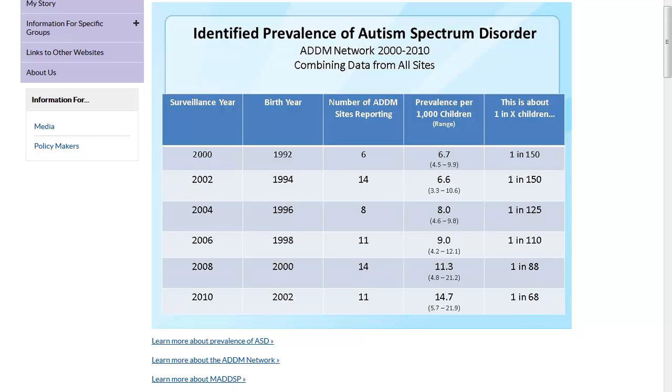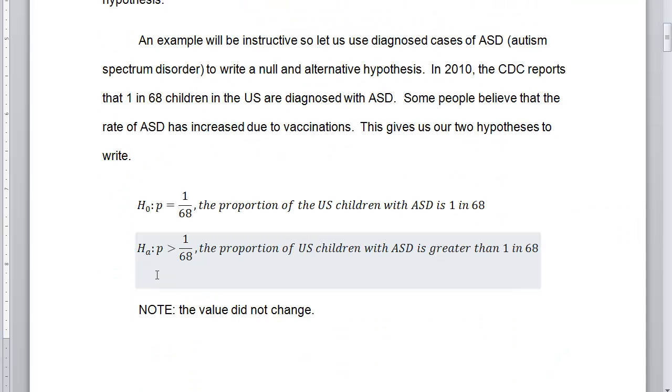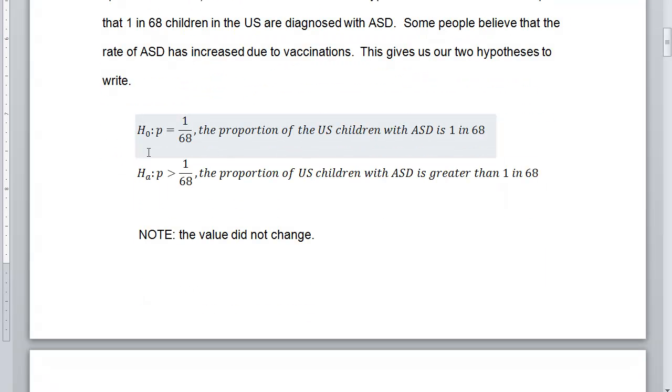I actually pulled this off of the website. And so in 2010, the CDC does report that 1 in 68 children in the U.S. are diagnosed with ASD. Some people believe that the rate of ASD has increased due to vaccinations. That's not necessarily an unpopular belief. This gives us our two hypotheses to write. So let's go ahead and take a look at them.